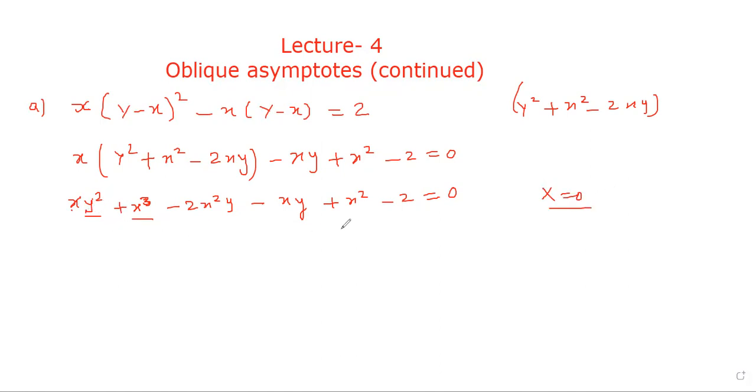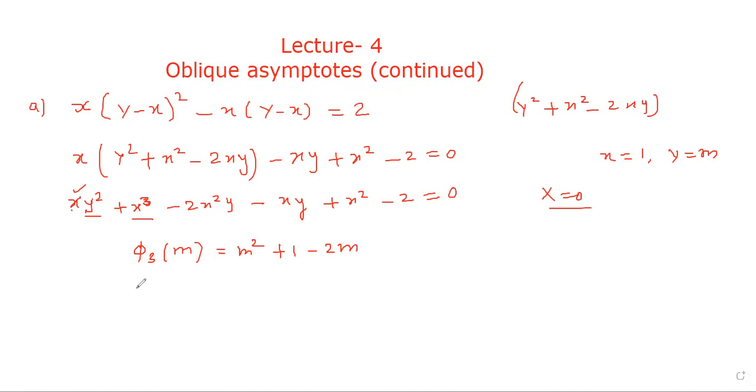Now we have to find out all oblique asymptotes. So for that, we write the highest degree terms in order. First we write the third degree term. We denote it as phi 3 of m. So the third degree term is this. Here we have to put x equal to 1 and y equal to m. So this will become m square plus 1 minus 2m.